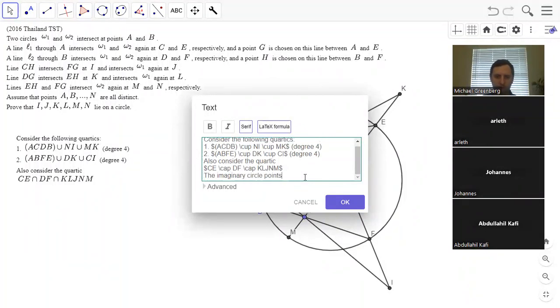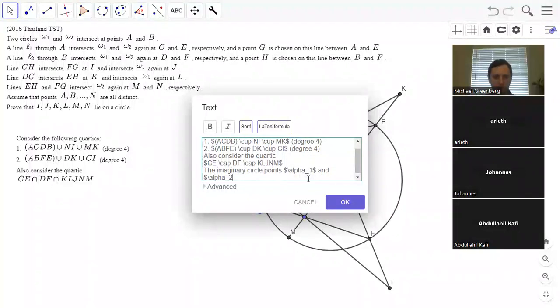Okay. Imaginary circle points. The imaginary circle points, alpha 1 and alpha 2, they lie on all the circles? Yeah. The 2 lie on all the circles. By the Cayley-Bacharach theorem, I must also lie on the last quartic.